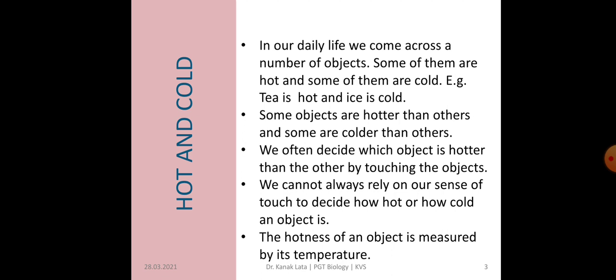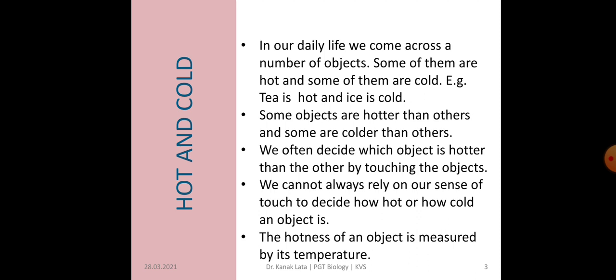Now let us discuss hot and cold. You might have observed in your daily life that there are a number of objects, and out of those objects some are hot and some are cold. For example, tea is hot, ice is cold. But some objects are hotter than other objects and some objects are colder than other objects. So we often decide which object is hotter than another by touching the object. But we cannot always rely on our sense of touch to decide how hot or how cold that object is.